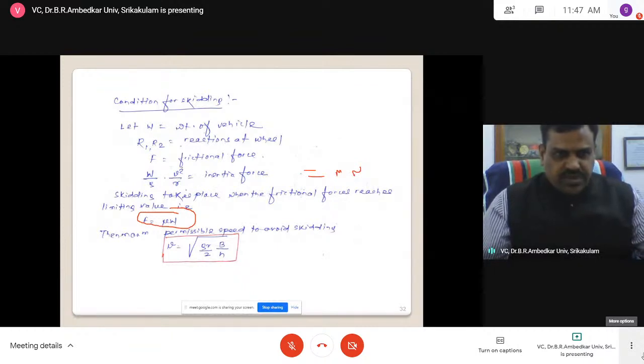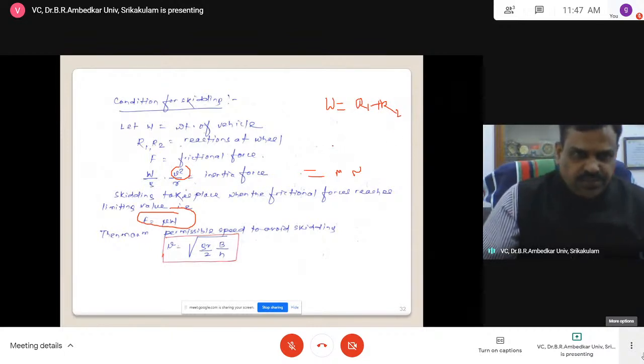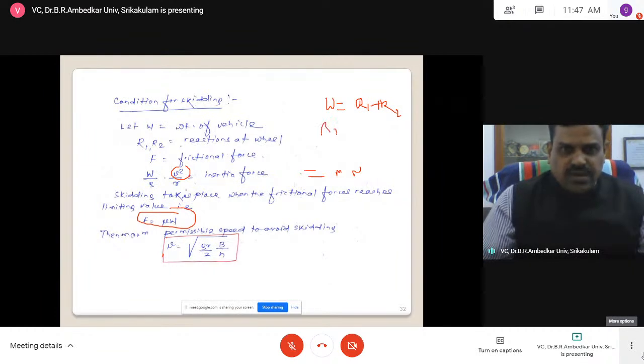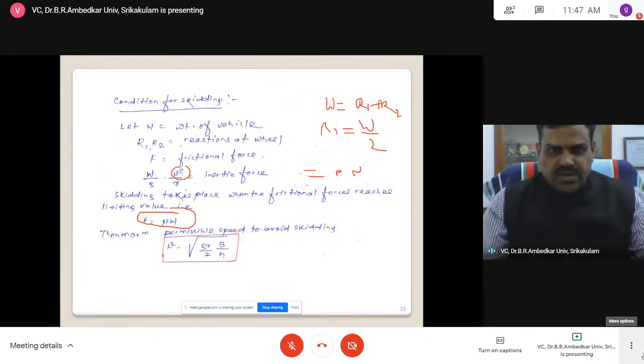From that, if we simplify, V square can be represented as GR. The vertical reaction W is equal to R1 plus R2. By symmetry, both are the same, so R1 is equal to W by 2.